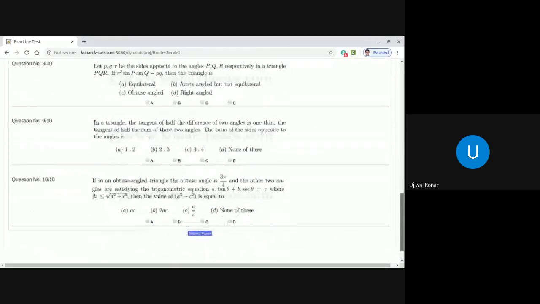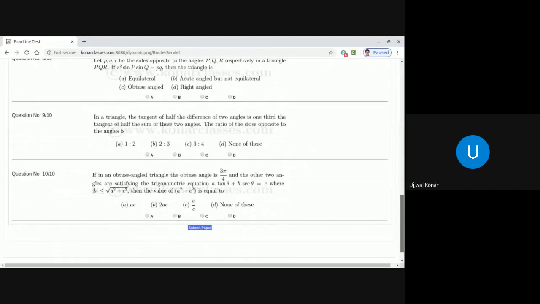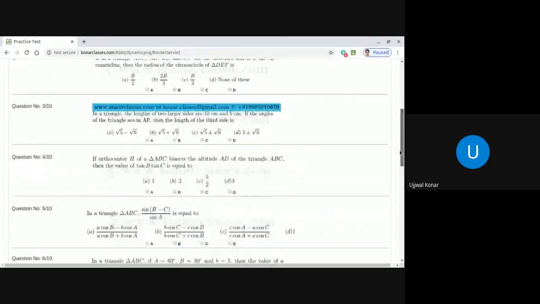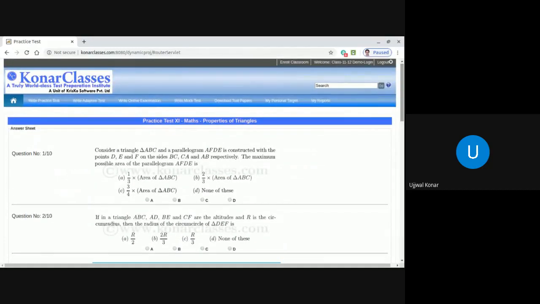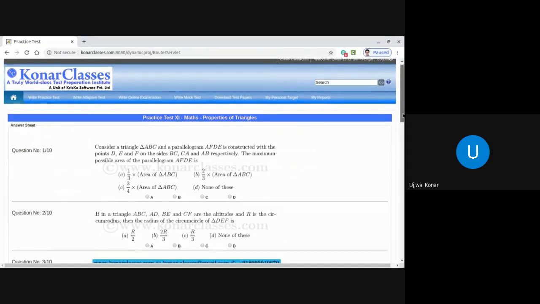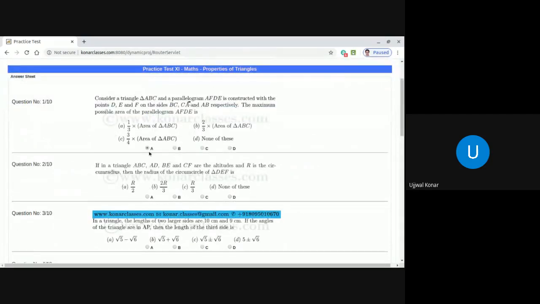So the more you appear for practice tests like this, the more comfortable you will become in solving these types of questions, and the more you are nearing towards achieving great results in the engineering entrance examinations. It is as simple as that. There is no rocket science behind the achievement. The only thing is practice after practice.